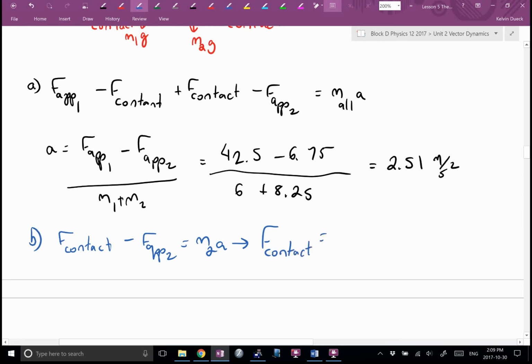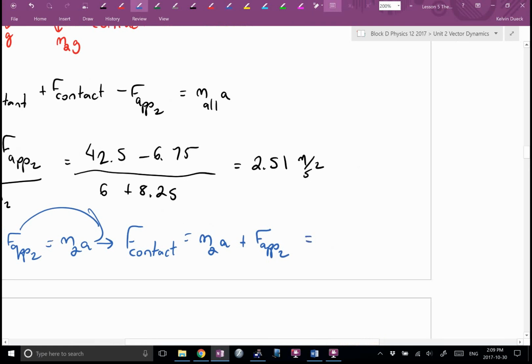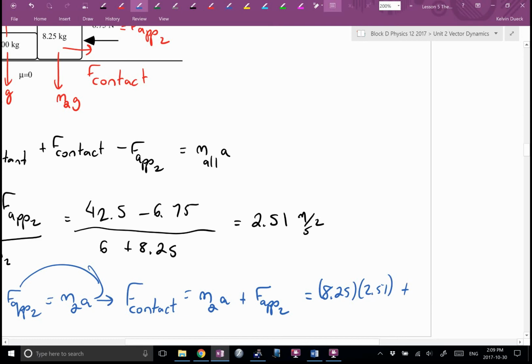So the contact force is going to be, do we do the swappy dance? No, we just plus it over. Never mind, no need for a swappy dance. It's going to be M2A plus F applied 2. What was M2? 8.25. Thank you for all helping me. 8.25. A was 2.51, plus F applied was 6.75.